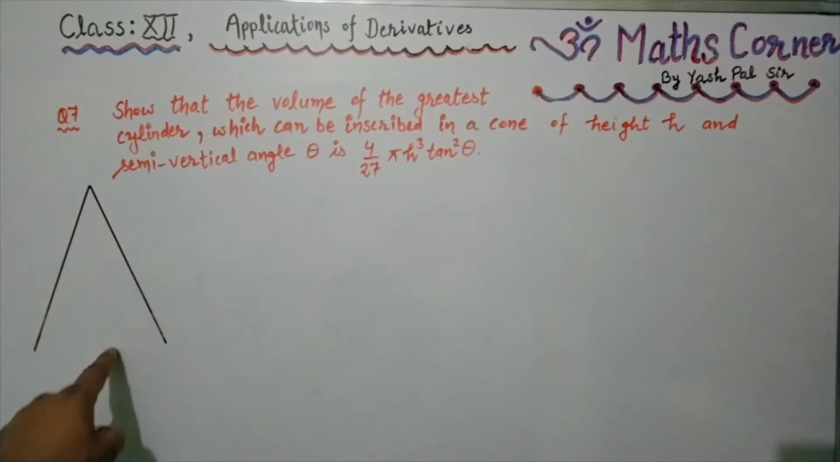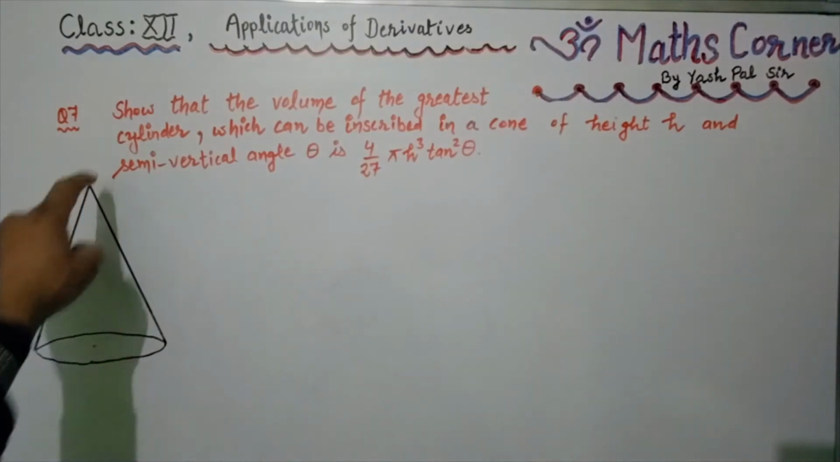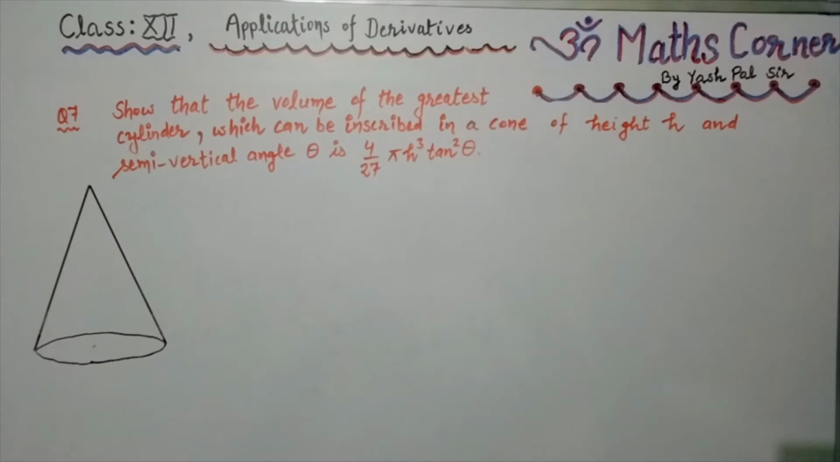First of all, we construct the cone. This is the cone. This is given. So it is given and cylinder is inscribed inside the cone. This way, the cylinder is inscribed inside the cone.